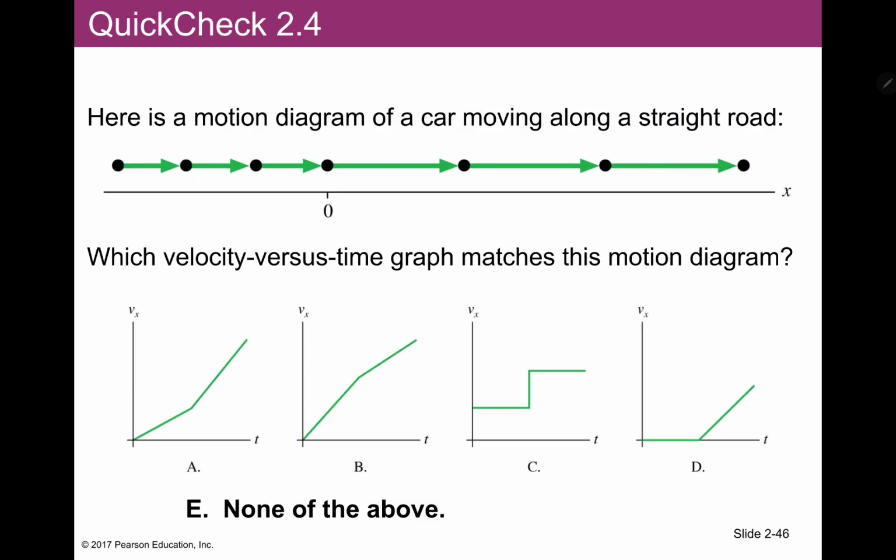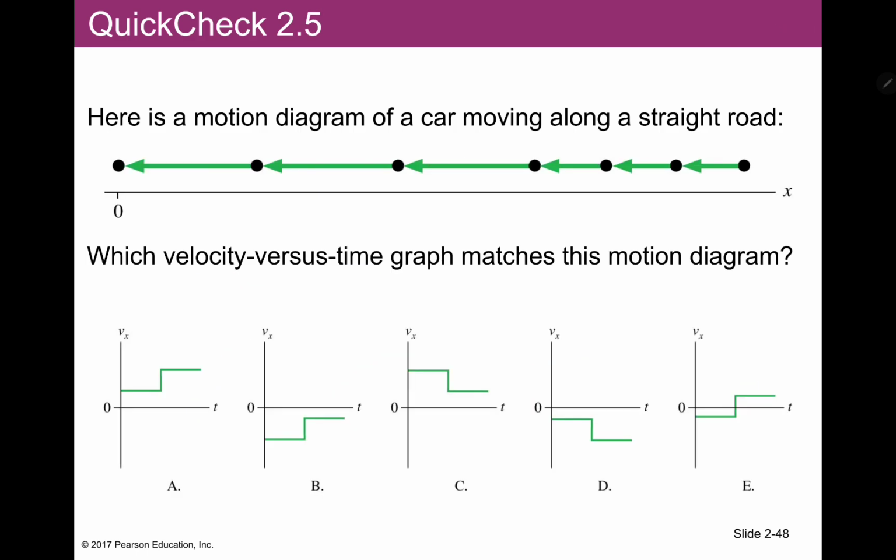Same question, but we should draw the velocity versus time graph. This is uniform motion because here the size of the arrows is the same. It means velocity is constant. But this velocity is less than the velocity after the zero position. So we should expect a horizontal straight line for both parts, which is C. Here horizontal velocity, so velocity is constant, but after the zero position, after some time, velocity should be bigger than in the initial case.